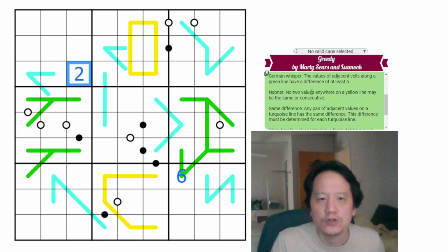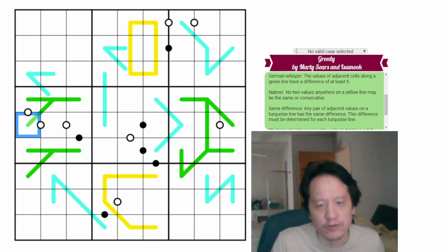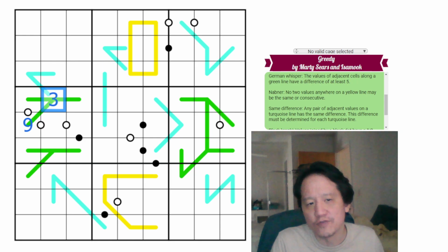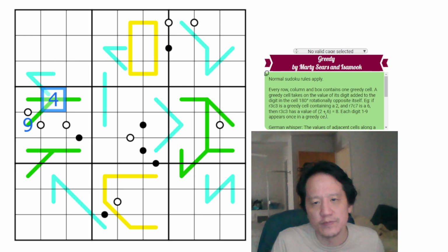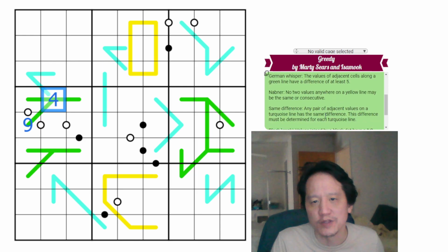German whisper. The value of adjacent cells along a green line have a difference of at least 5. So for example, assuming it's non-greedy cells, if this was a 9, this would have to be a 1, 2, 3, or 4. But the greedy cells change things because you have potentially much more than that, right?